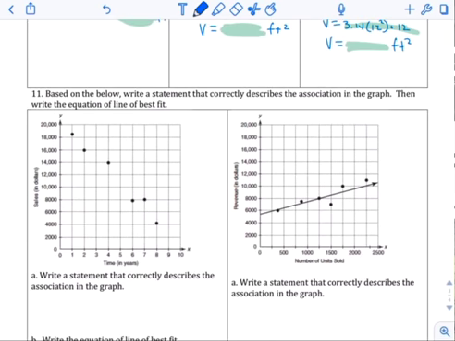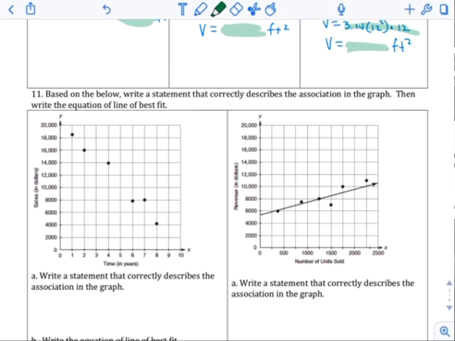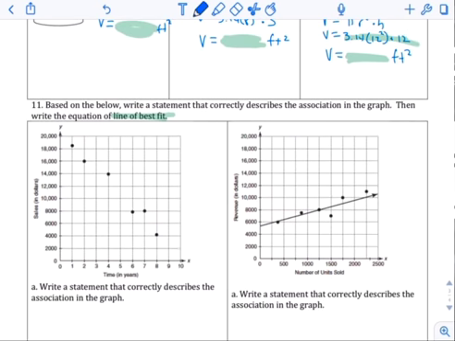Based on the graph below, write a statement that correctly describes the association in the graph, then write an equation of a line of best fit. Okay, we need a line of best fit here. Let's just draw the line. Let's draw a line that includes most of the dots. And that's my line of best fit. If you don't have this line drawn in, it's wrong.